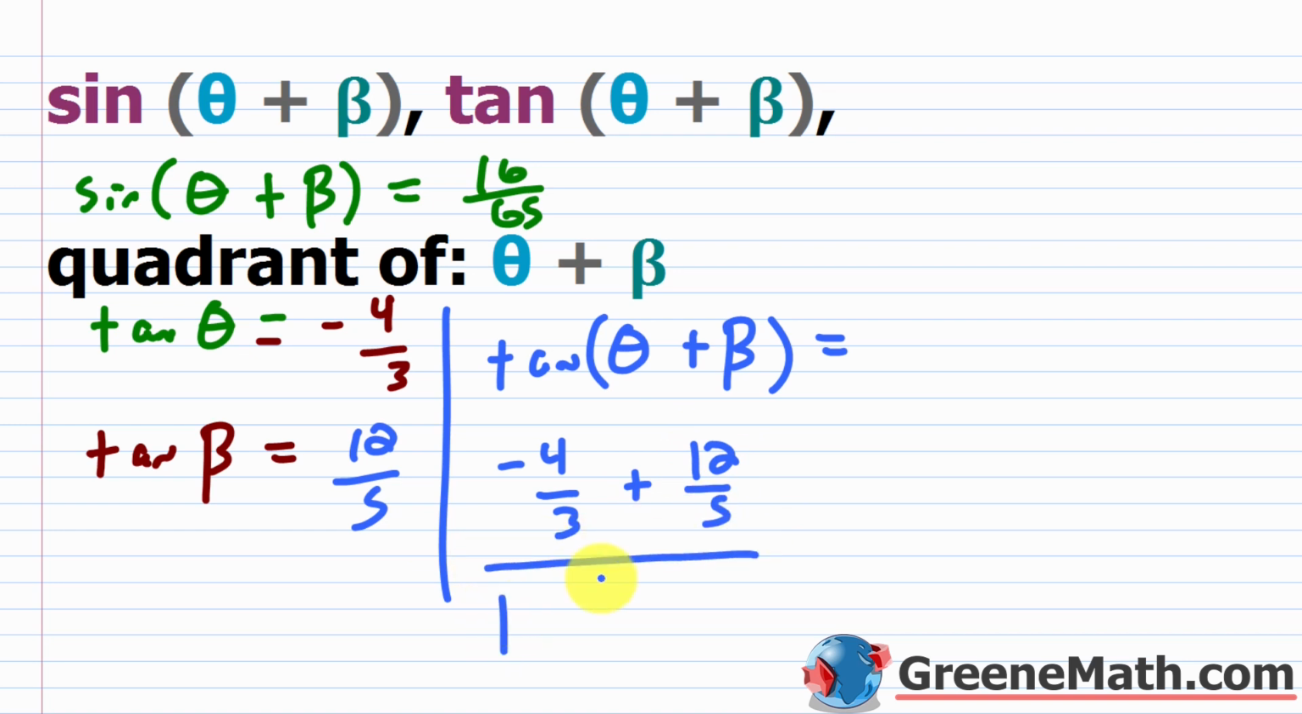We want 1, again, this is plus because it's the same as this. This is going to be minus, right? So this is always different. This is always the same. So 1 minus, multiply the two together. So it's negative 4/3 times your 12/5, okay?